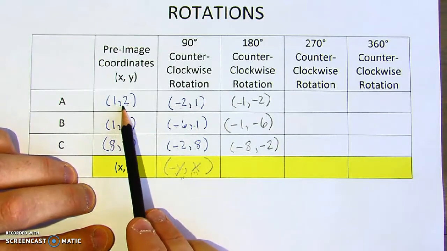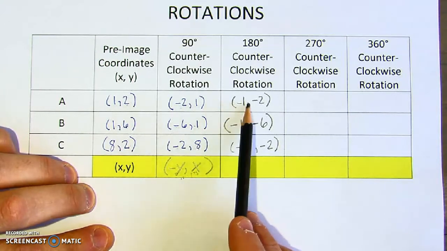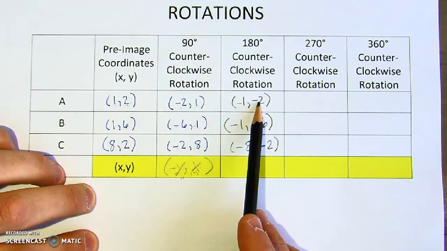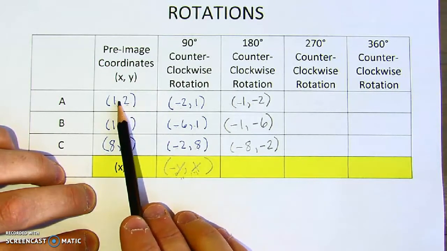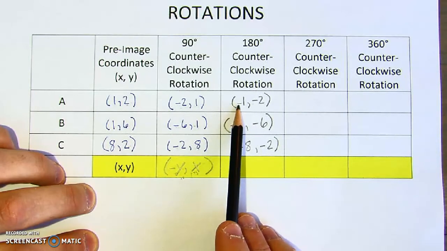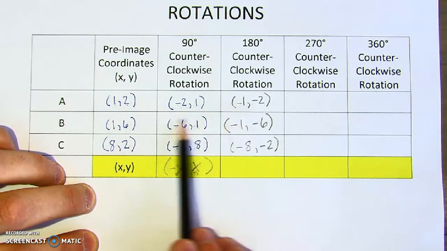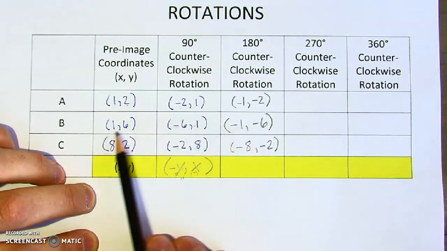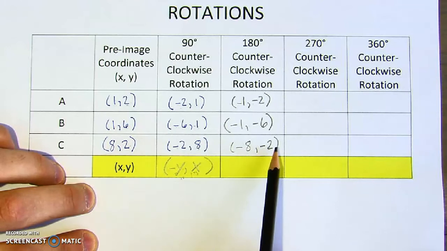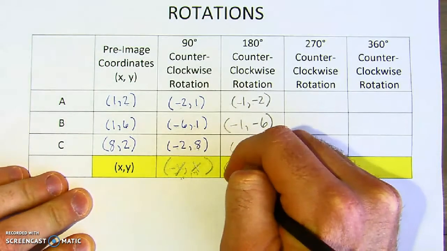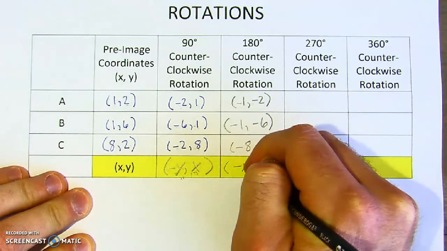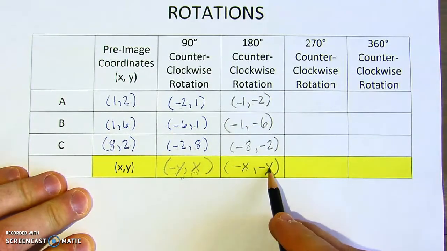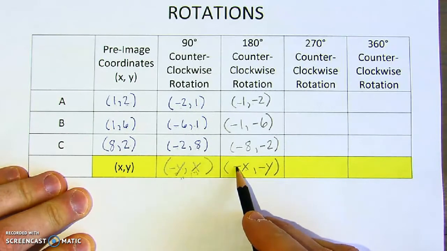But if you take a look at 1, 2 becoming -1, -2, it looks like the numbers are staying where they were in the pre-image. It's just you're making them the opposite. So 1 becomes -1 and 2 becomes -2. 1 became -1, 6 became -6, 8 became -8, 2 became -2. So good. We're going to write that down exactly the way that we just said it. The x stays in its place, the y stays in its place, and then we just take the opposite of whatever it is.